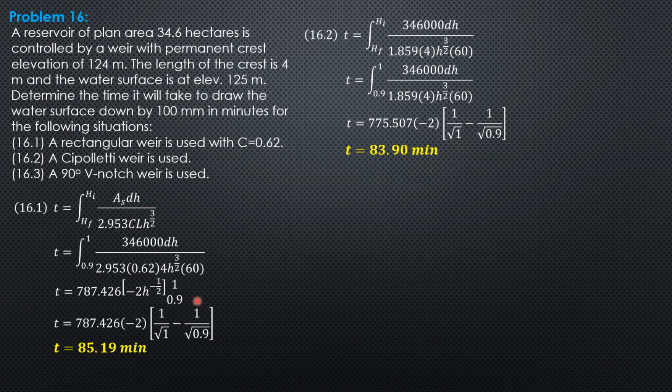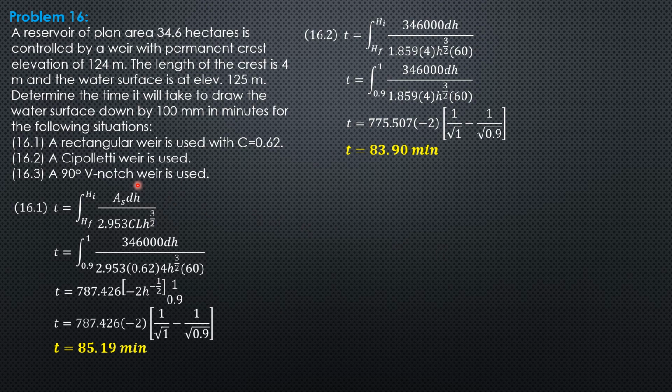Then, of course, they are close because this is Cipolletti, where the length of the crest is also 4 meters, plus the angle with the vertical, so this is bigger. So it will take shorter time. But a 90-degree V-notch weir will take a long time because the apex is on the bottom. There's no length there.